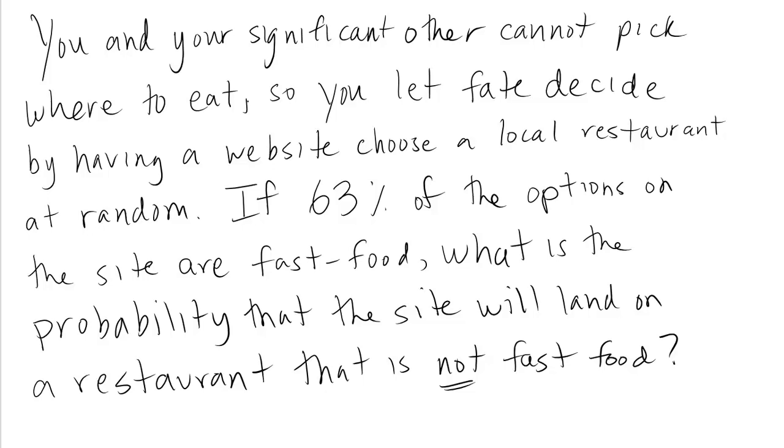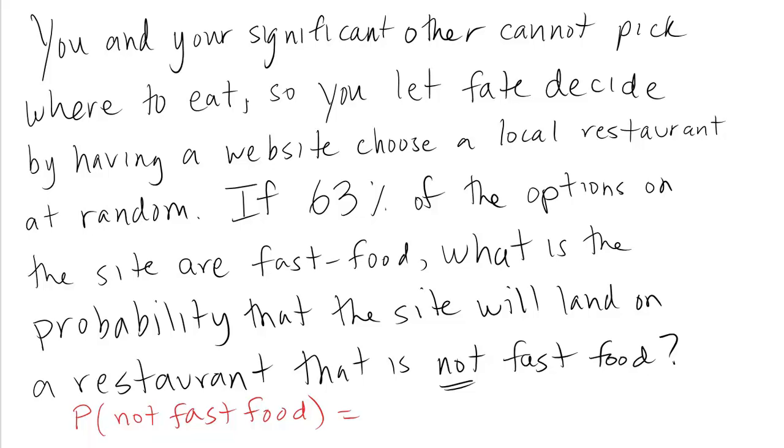If 63% of the options on the site are fast food, what is the probability that the site will land on a restaurant that is not fast food? Maybe you can see this answer immediately, but I'm going to approach this with our rule. The probability that it's not fast food is directly related to the probability that it does pick fast food, and that's given. We're told that it's 63%.